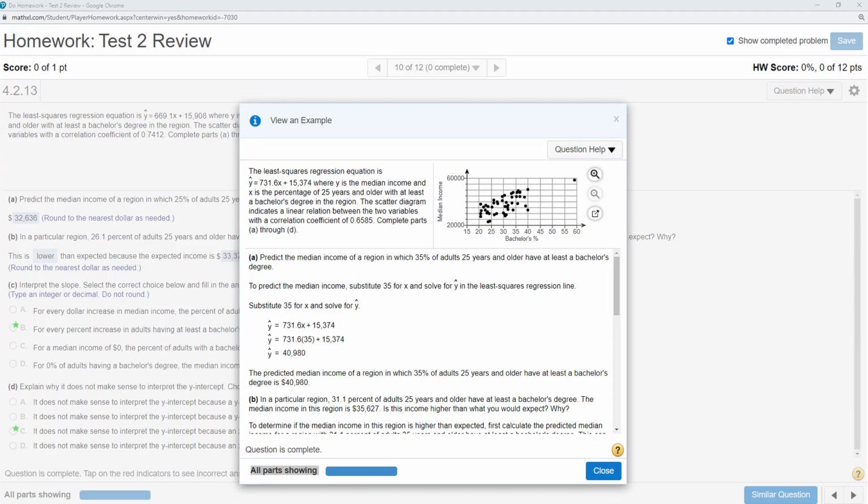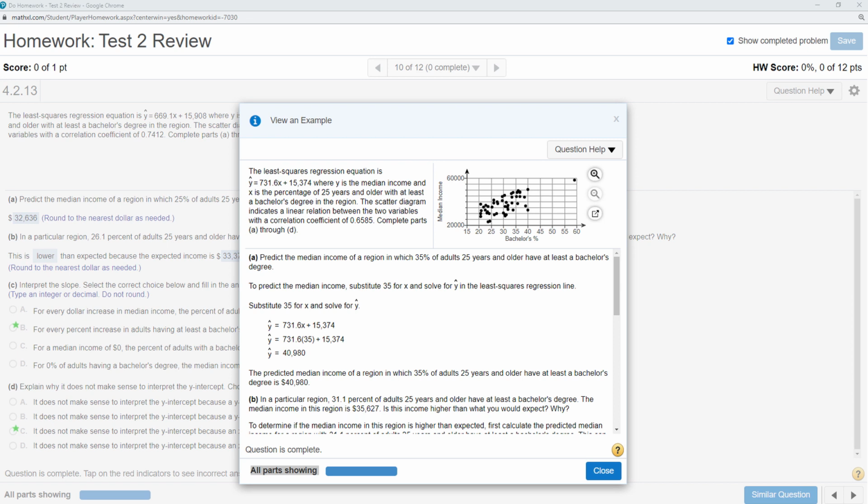The least squares regression equation here. They give us what the equation is. This is the model for the data. So we have y hat is 731.6x plus 15,374. In this case, the y represents the median income, and x is the percentage of people 25 years or older with at least a bachelor's degree in the region.